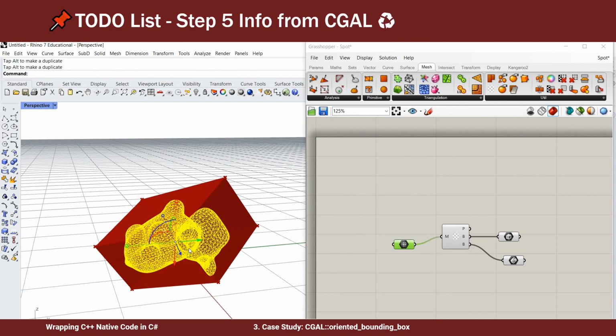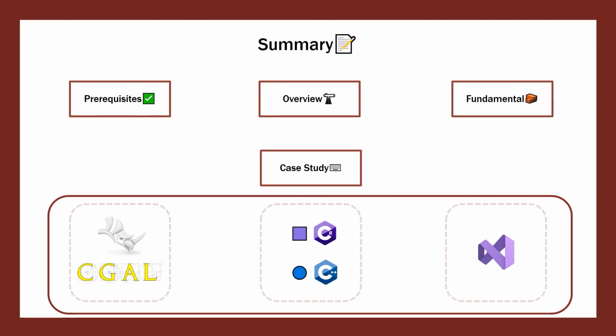Okay, perfect. Let me summarize what we have done today. First, you have installed all the tools needed. You have seen in a bigger picture why we should wrap C++ code in C# and what kinds of technologies are involved. You are also familiar with the fundamental knowledge to make it happen. In a case study, you understood how to transform a Rhino mesh to a CGAL surface mesh with only primitive data types in C# and C++ and between them. You also tackled all the problems and steps in Visual Studio with debug and release.